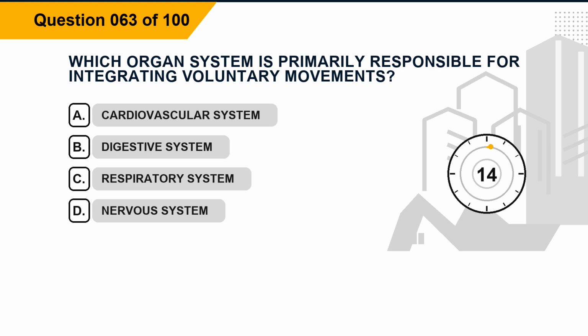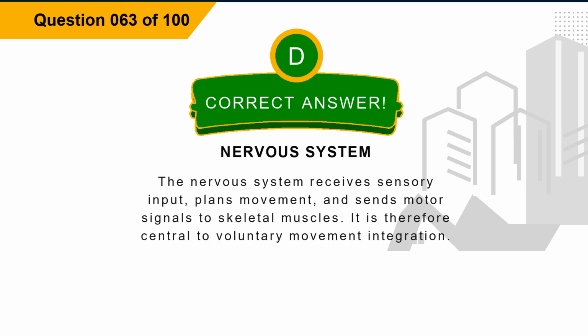Question 63. Which organ system is primarily responsible for integrating voluntary movements? Option A, cardiovascular system. Option B, digestive system. Option C, respiratory system. Option D, nervous system. The correct answer is option D, nervous system.